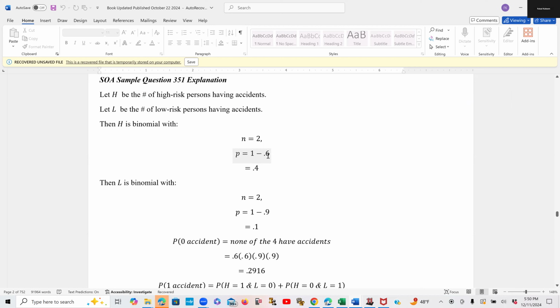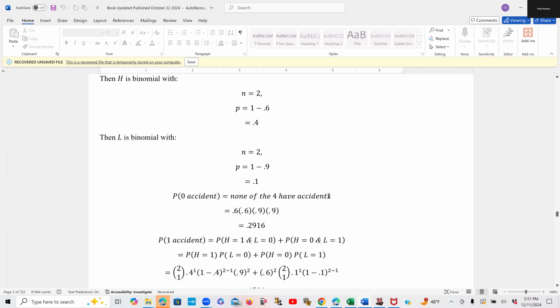So we are given that it's 0.6 probability that the high risk will not have an accident. So the probability that a high risk will have an accident will be 1 minus 0.6 equals 0.4. Similarly, the low risk persons having accidents is also binomial with N equals 2 because there are 2 total low risk people. And the probability that a low risk will have an accident will be 1 minus the probability that a low risk will not have an accident. So 1 minus 0.9 equals 0.1.